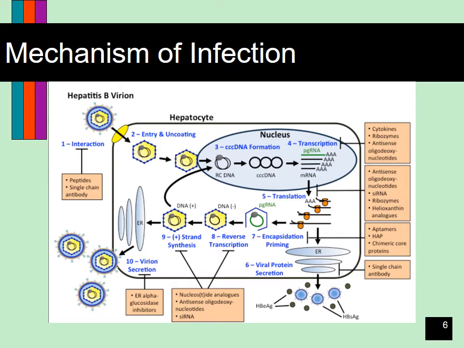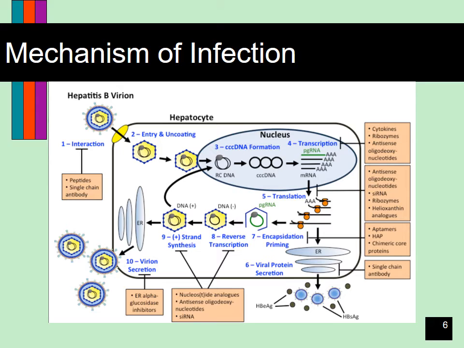Within the hepatocyte nucleus, the relaxed circular DNA is converted into a covalently closed circular double-stranded DNA molecule. Once inside the nucleus, the viral DNA serves as a template for ongoing transcription of viral RNA. These mRNAs will leave the nucleus and use host ribosomes to create viral proteins like DNA polymerase and viral antigens HBs, HB core, and HB envelope. HB surface antigens and HB core antigens are assembled into new viral particles.